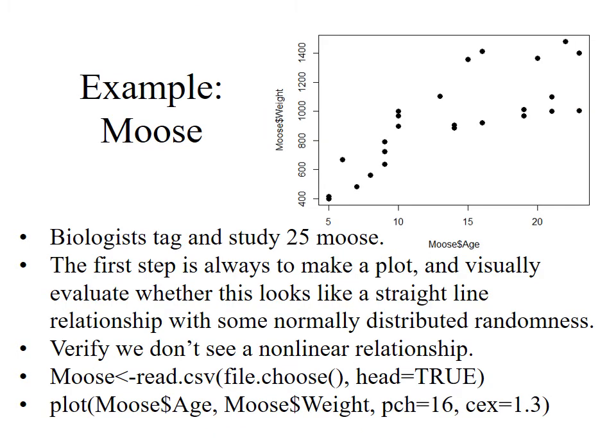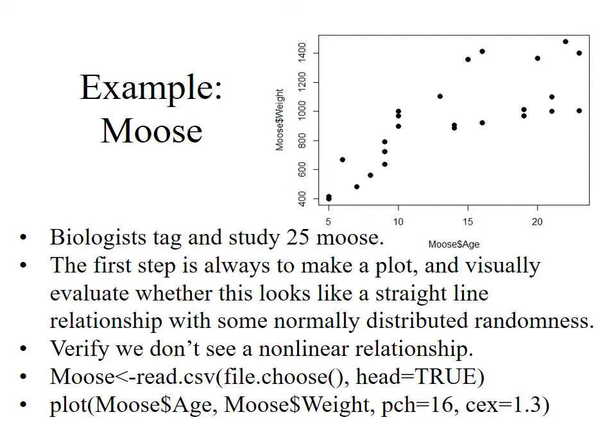All right, so let's do a specific example. Suppose we're studying moose. Here's some real data. A biologist went out, tagged and studied 25 moose. First step, anytime we're doing any kind of linear regression, is we need to make a plot. We need to look at the data and see that, hey, this looks like basically a straight line with some normally distributed random stuff on there. If there's some curvature to it, if there's a nonlinear relationship, if there's something else going on here, I want to know about it, and that this is not the right tool. There are more complicated ways of fitting equations to data. But in this case, we're going to fit a straight line.